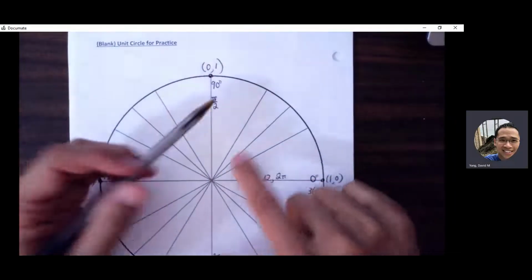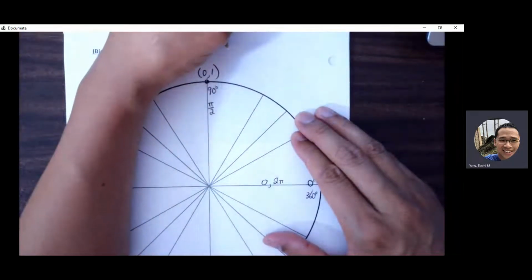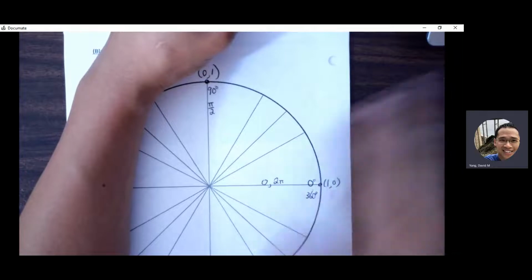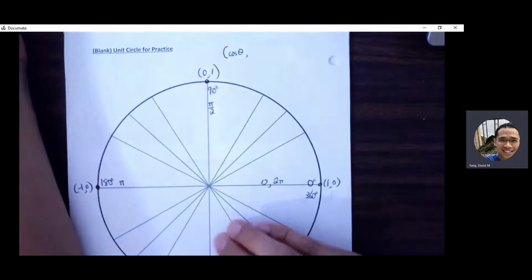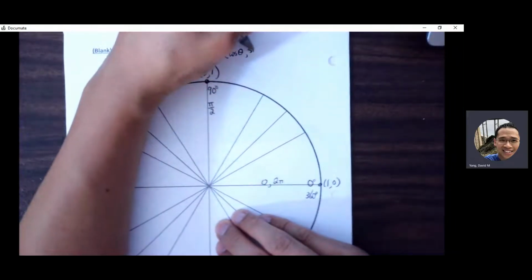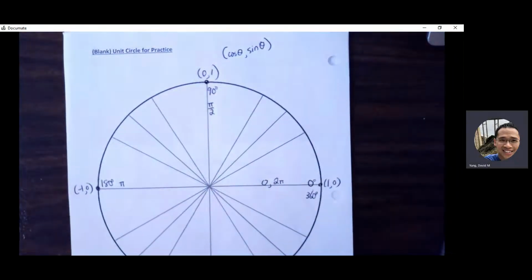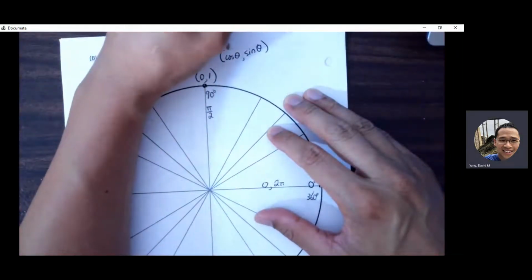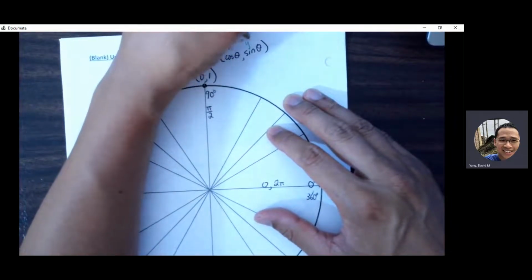Now, all of these ordered pairs follow this pattern in terms of how we can find the trig ratios of these specific special angles. Your x value is going to correspond with cosine of theta, and your y value is going to correspond with sine of theta. So we can think of cosine as our quote-unquote x value. We can think of sine as our quote-unquote y value.